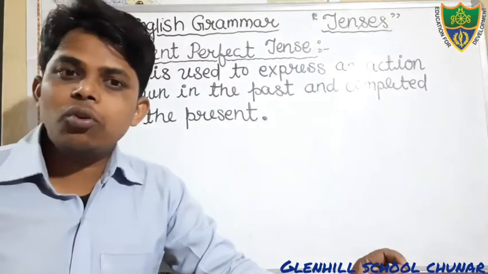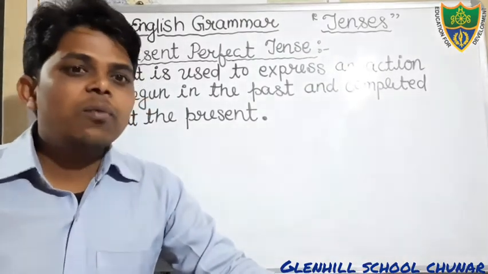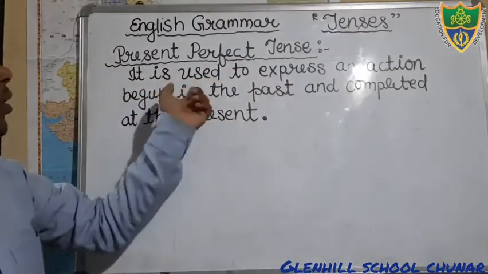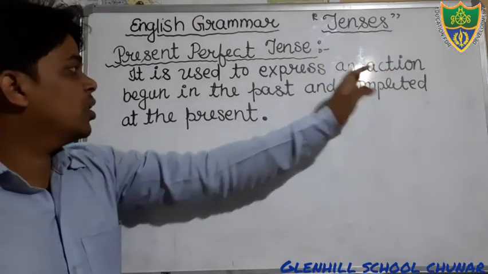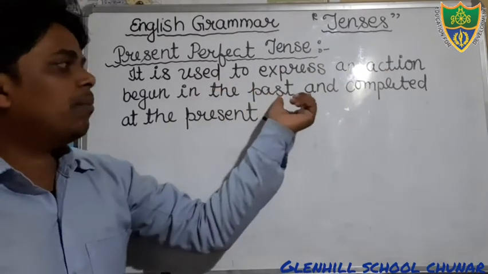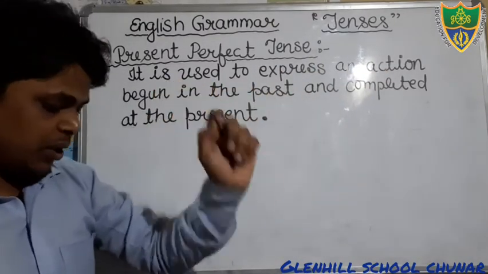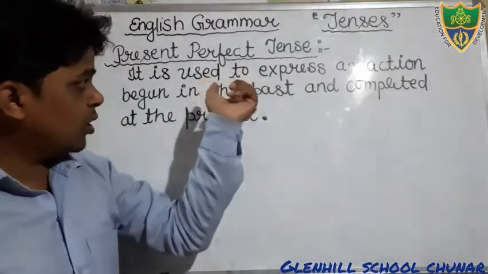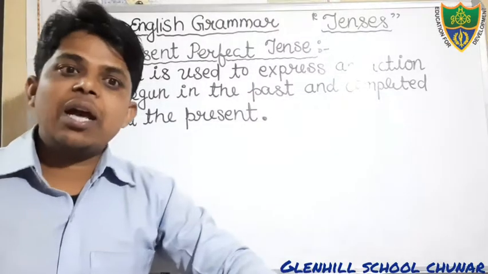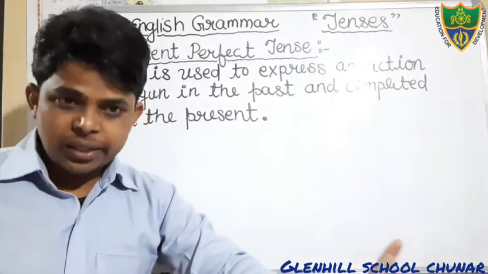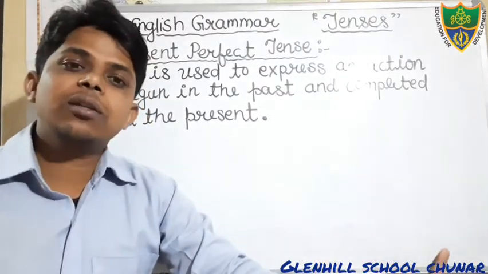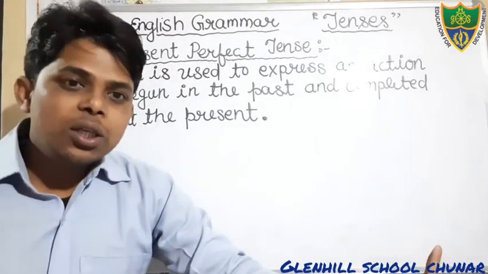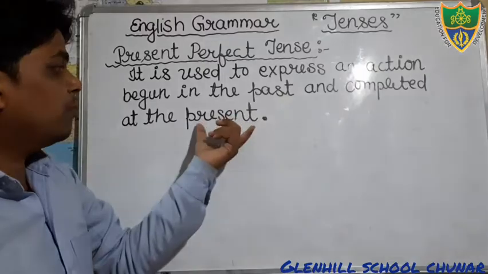Dear students, open your notebook and start writing. What is meant by present perfect tense? As we can see here on the board, it is used to express an action begun in the past and completed in the present. It means present perfect tense denotes the action that has already been begun, already started in the past time, but it is finished in the present time.